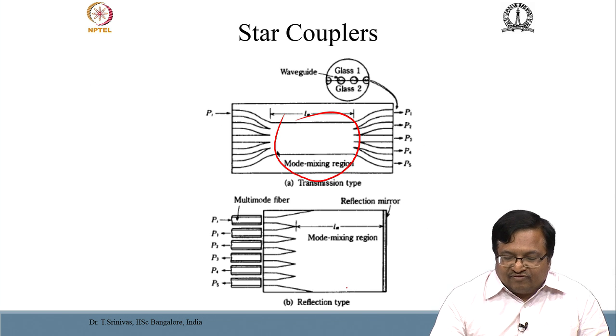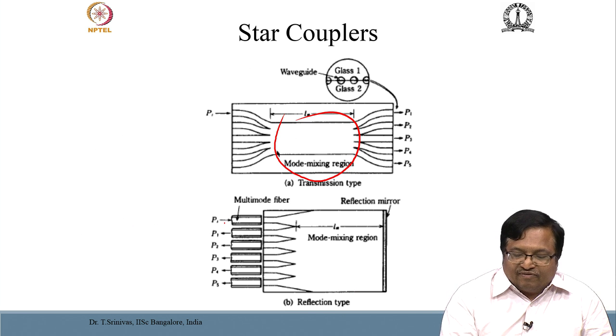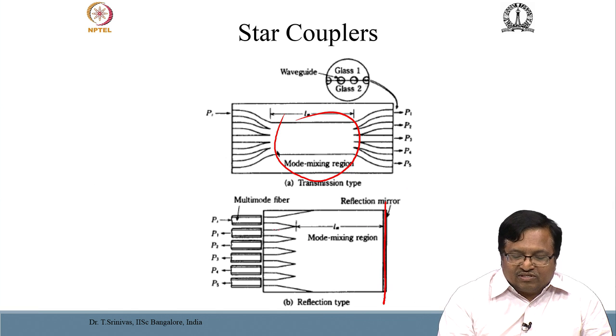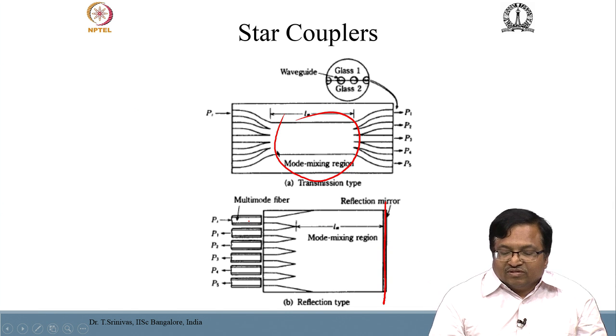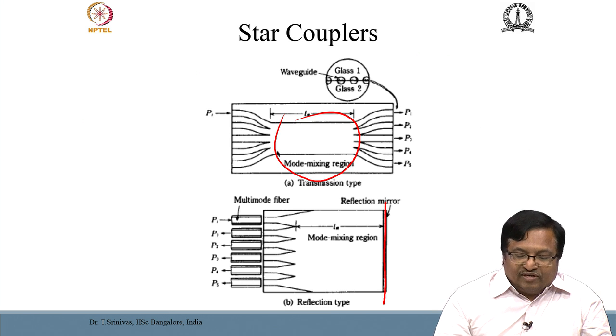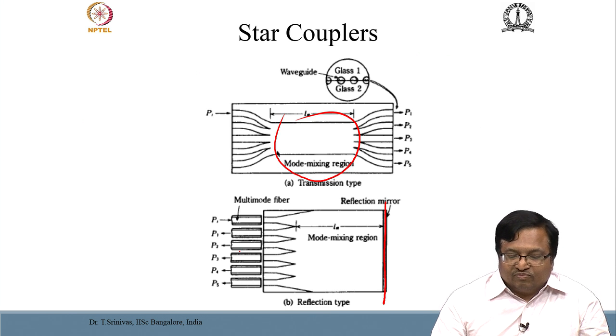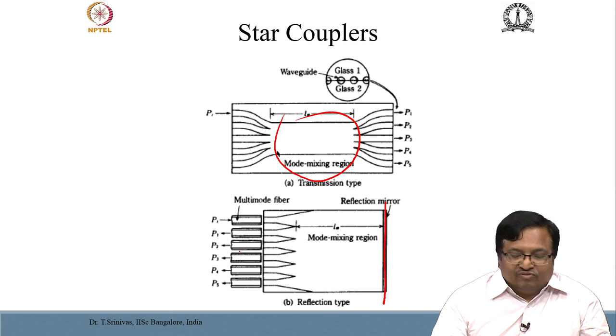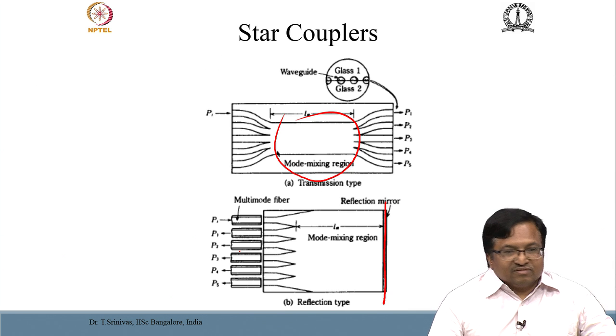The second one shows a reflecting type of star coupler, where the light input from one of the ports is reflected at the reflecting mirror and then redistributed across the output ports, including the port from which the light came in. These regions are called the mode mixing regions and could be analyzed by using geometrical methods to find out how much power comes out of each of the output ports. You can easily expect that the power distribution is not uniform, and this is an important challenge for the designer of star couplers.